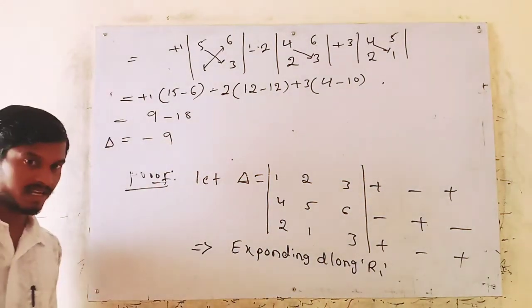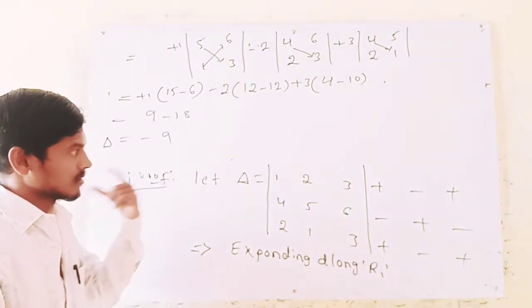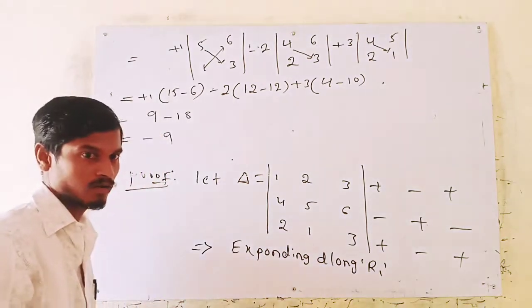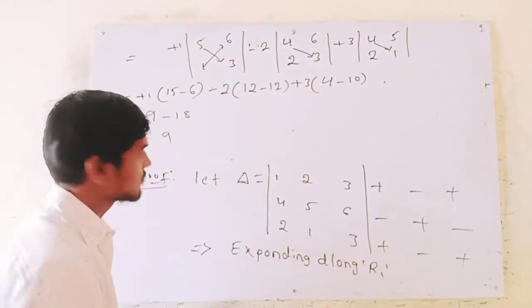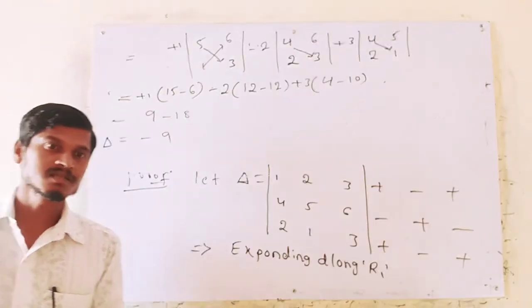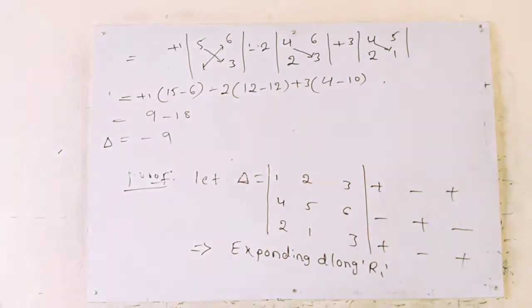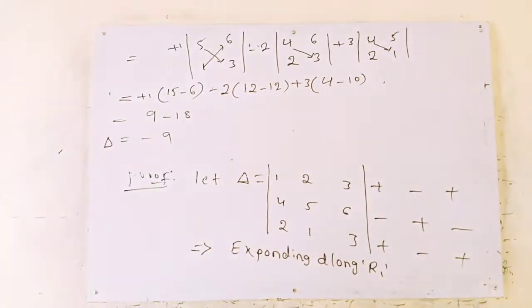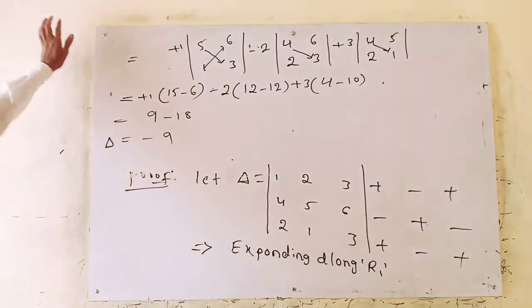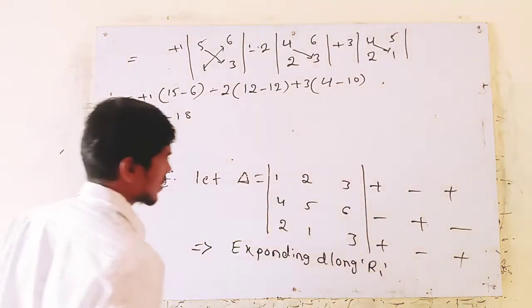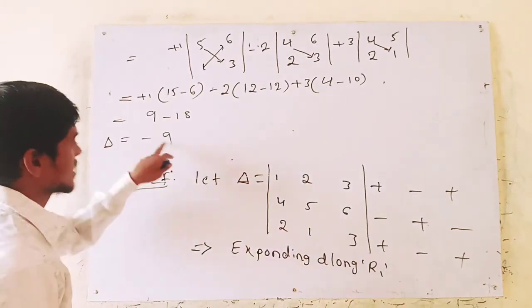Delta is minus 9. Now I will take the transpose of this and evaluate that value. If that answer is equal to this answer, 100%, property number 1 is verified. So now I will try to find its transpose, because according to our statement, if its rows and columns are interchanged, then the value of the determinant remains unchanged. According to the statement, see here, it is your minus 9.